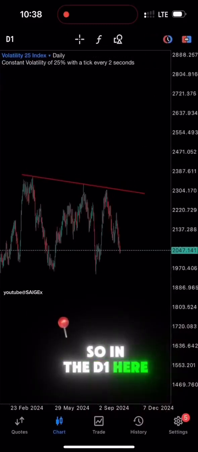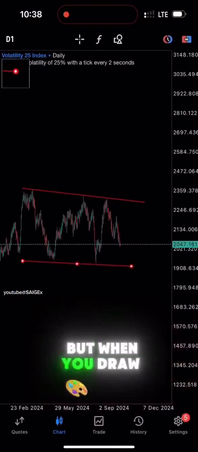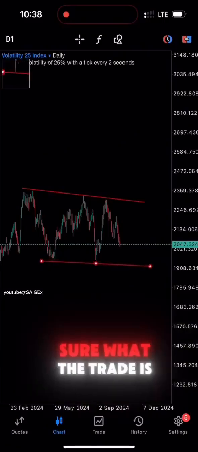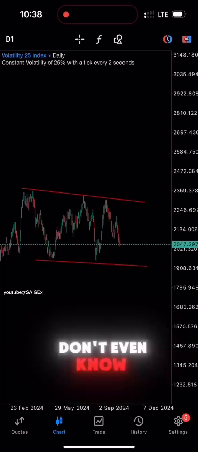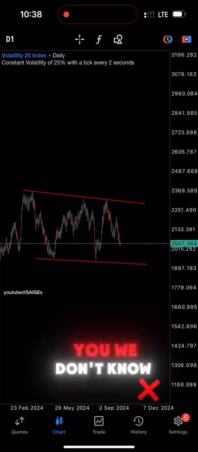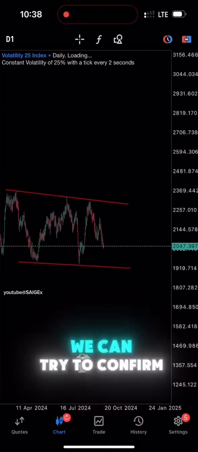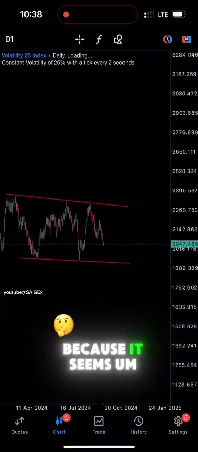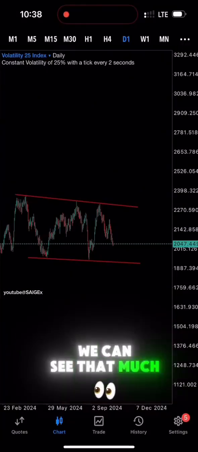So in the D1 here, we start by drawing the trend lines like this. But when you draw something like this, you are not really sure what the trade is trying to prove here. We don't even know if it's gonna go up or down. We don't know. All right, so we have to go down so that we can try to confirm, because it seems the higher time frame is a bit blurry. We can see that much.